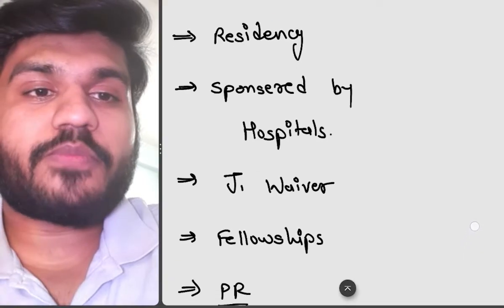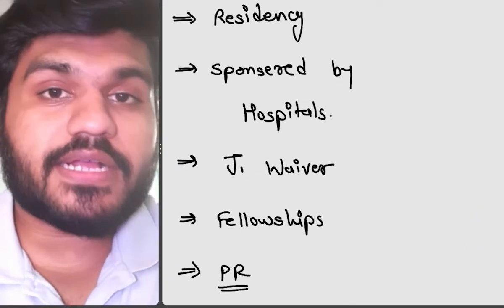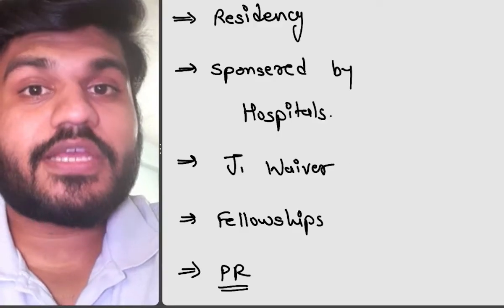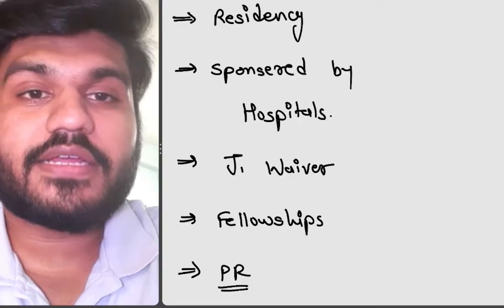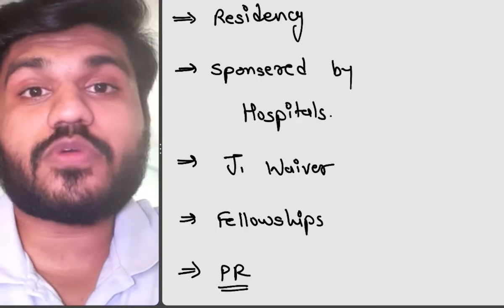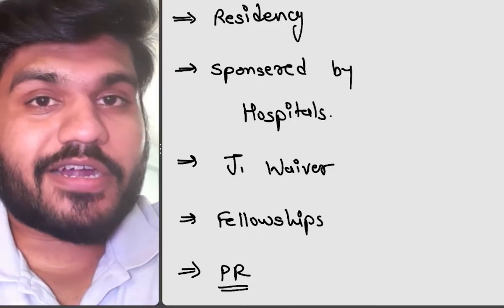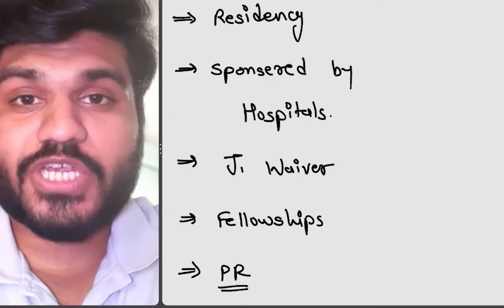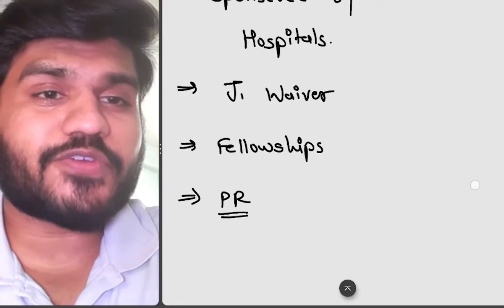And one more thing I have to mention is PR. If you want to apply for PR, or a green card, it is not possible on J1. You have to have an H1B visa in order to apply for a green card. So after you complete your fellowship, and if you get a job in the United States, and they are sponsoring your H1B visa, then only can you apply for a green card. This is the downside of the J1 visa. Now we are going to move forward and talk about the H1B visa.